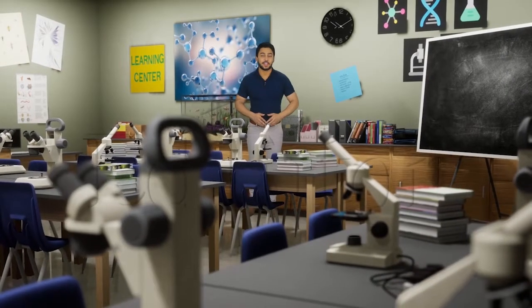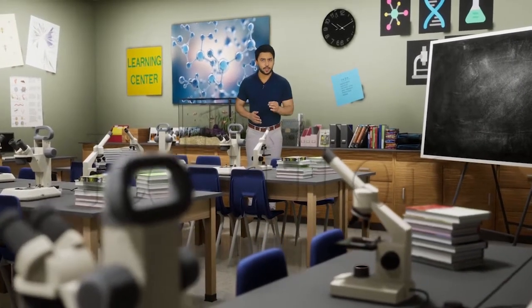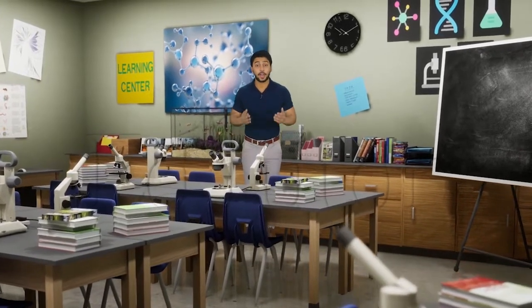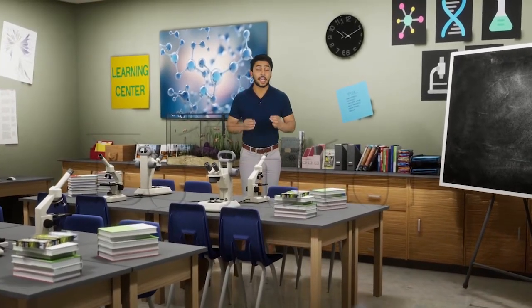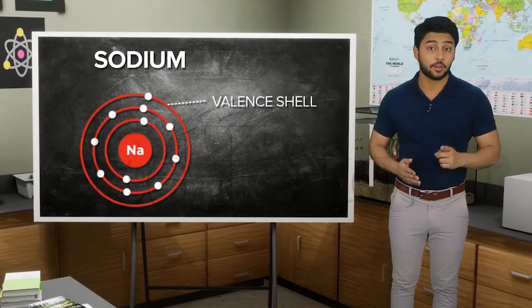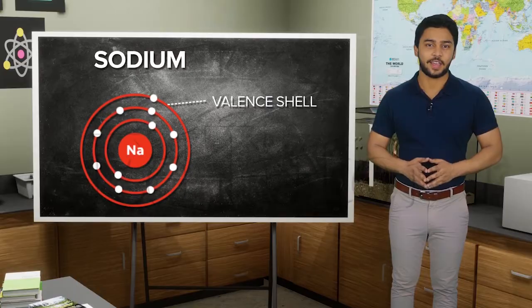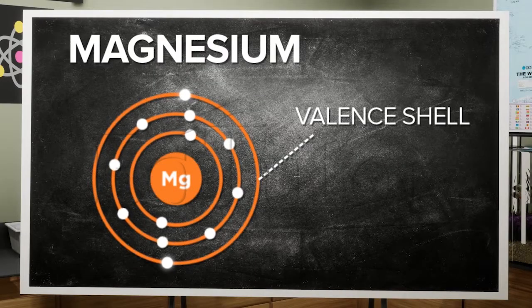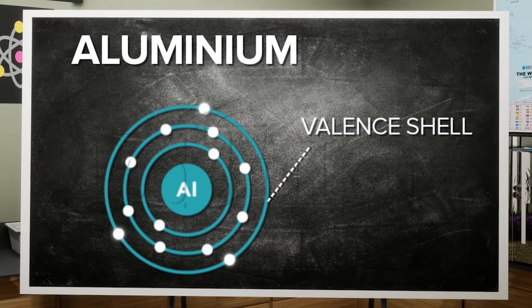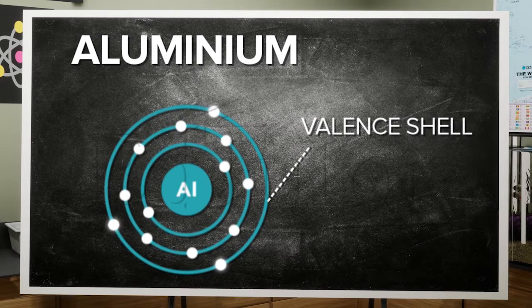Welcome back, guys. We are on the topic of elements and their valency values. It's easier for an element to lose electrons instead of gaining them. Sodium has 1 electron in its valence shell. Magnesium has 2, while aluminium has 3 electrons in its valence or outermost shell.